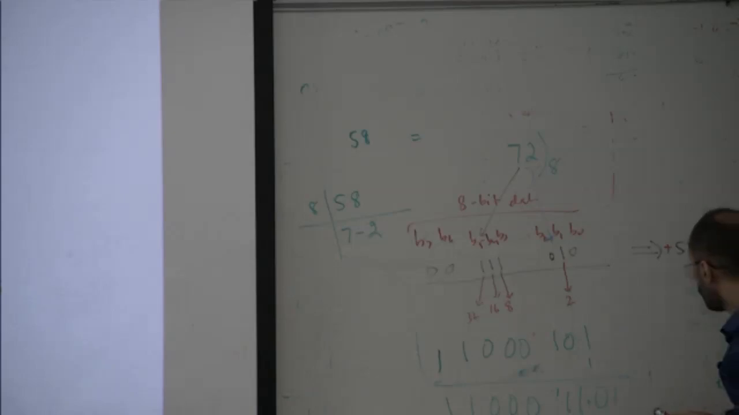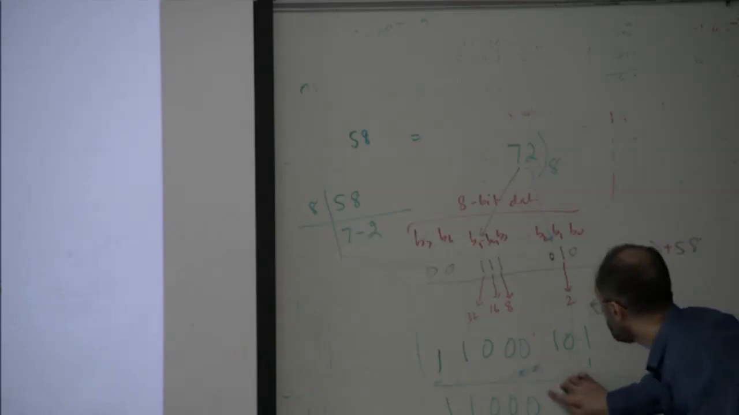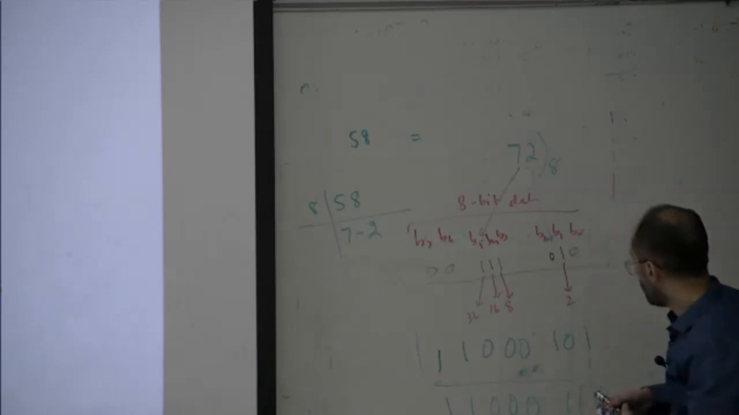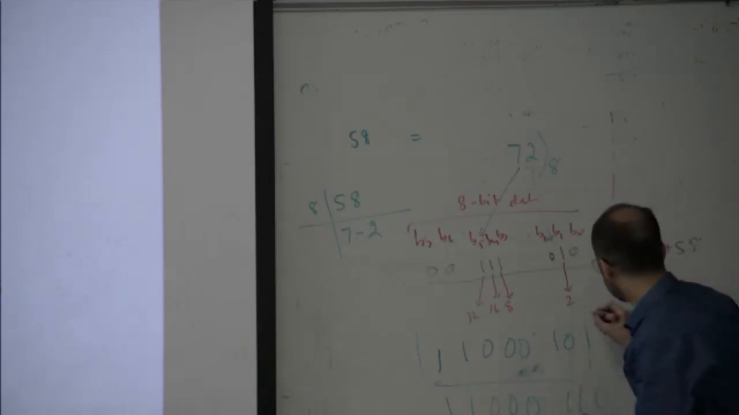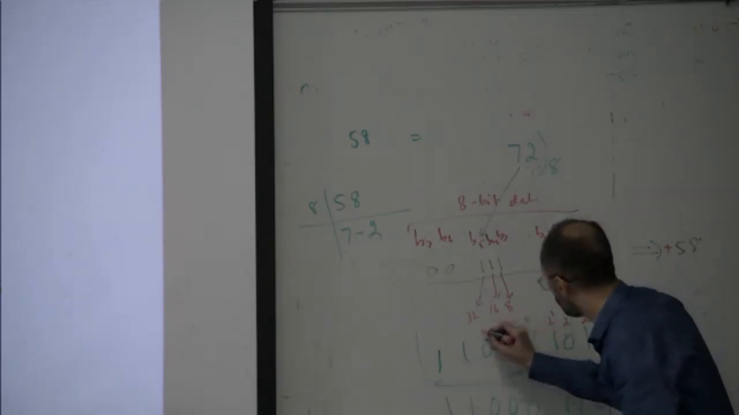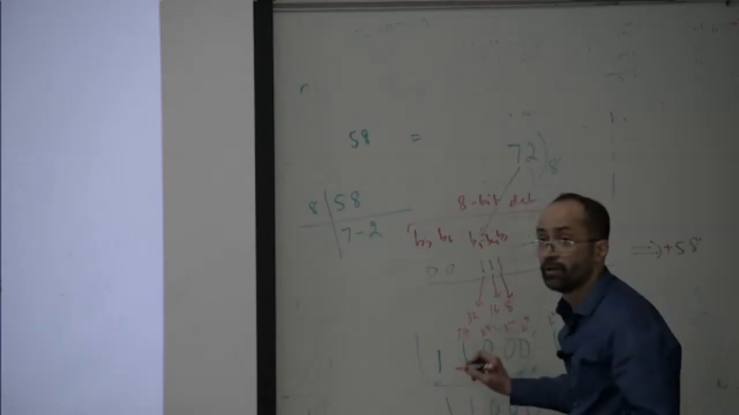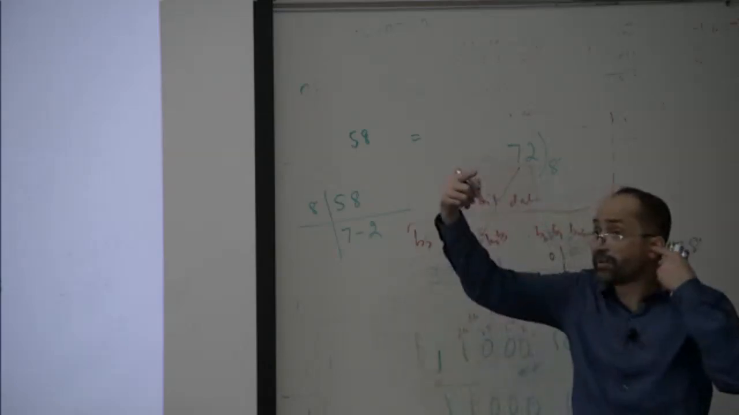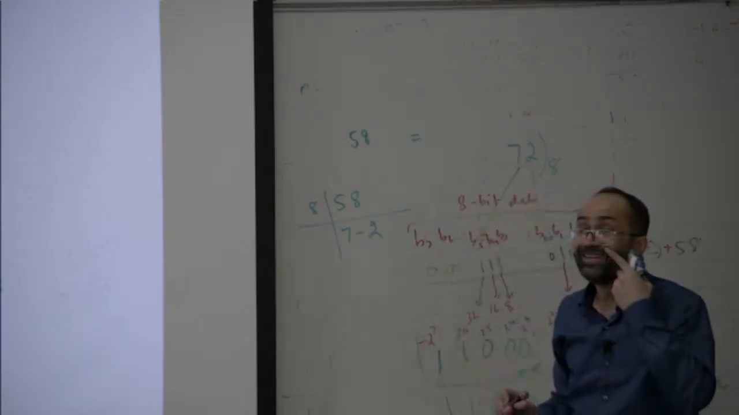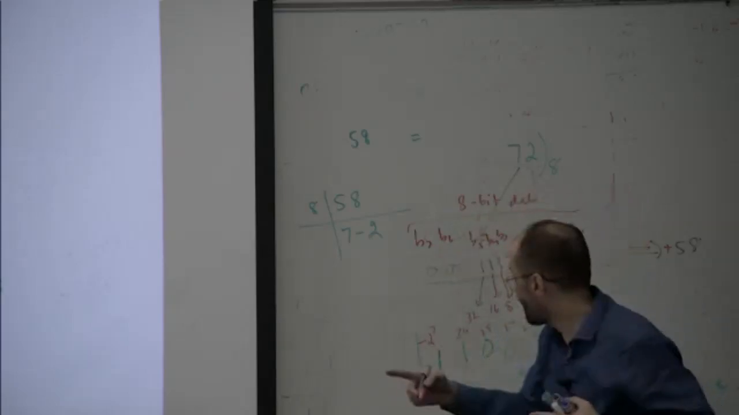So now for each bit, we have some weight. So this has a weight of 2 to the power 0, 2 to the power 1, 2 to the power 2, 2 to the power 3, 2 to the power 4, 2 to the power 5, 2 to the power 6. And if you look at the most significant bit, its weight is minus 2 to the power 7, because it's a negative number.